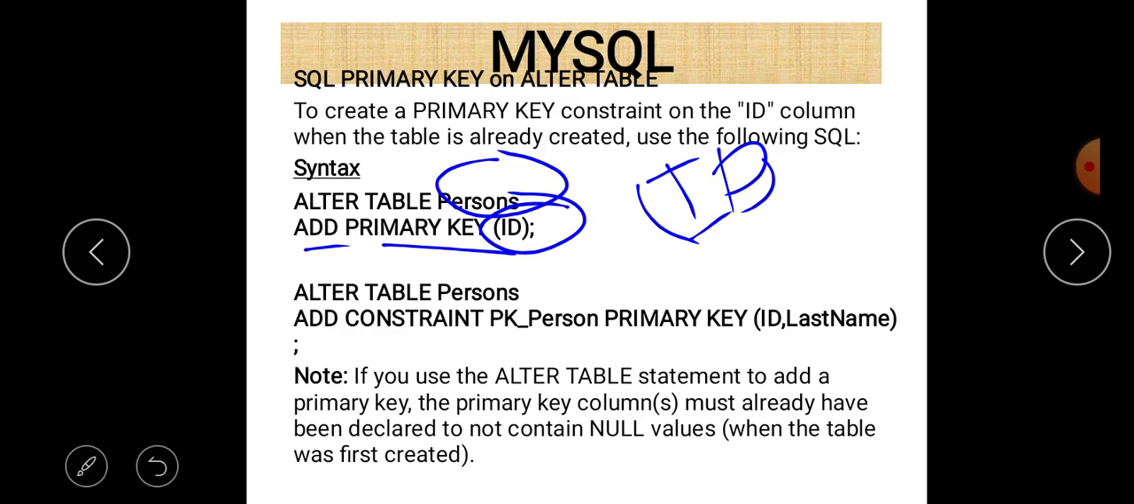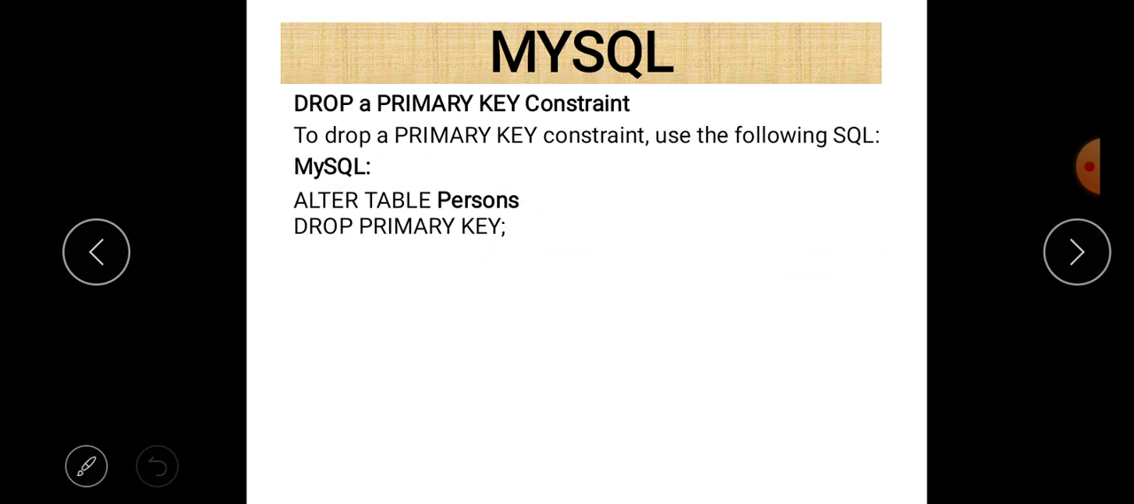You can also add a primary key in this fashion: alter table persons add constraint, just after that give the name of that constraint, and the name of the constraint is PK underscore person, and then primary key, and the primary key basically contains two column names, ID and last name. And if you want to drop a primary key, then alter table persons drop primary key.